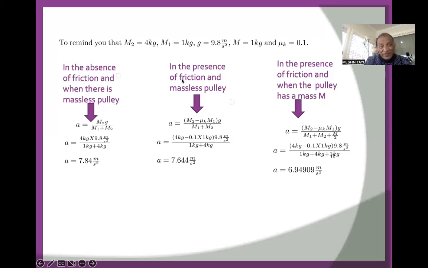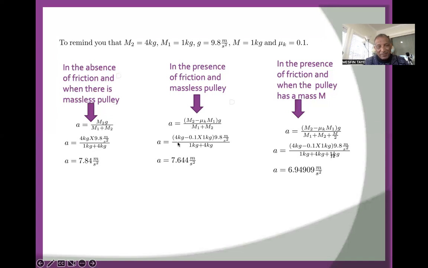Now, in the presence of friction, but when the pulley is massless, look: M2 minus mu k M1, times g, over M1 plus M2. Compare this and this. In addition, you have this term. M2 is M2, g is g, M1, M2, M1, M2. But this term is new. Why? Because of friction. So you are subtracting from M2, so the acceleration is going to be small, because the friction term makes this term smaller.